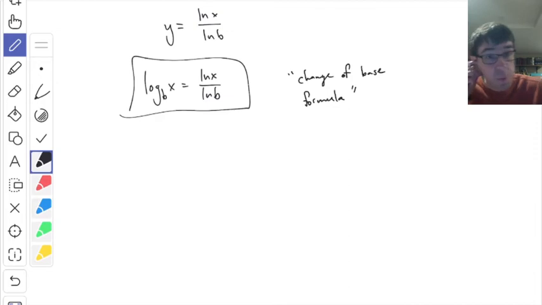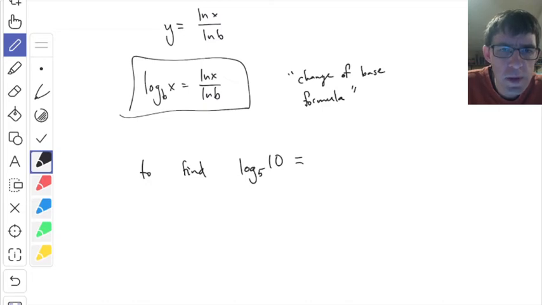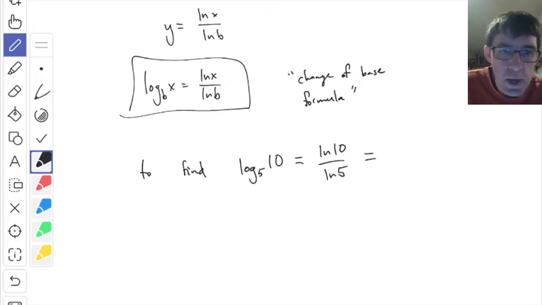In this way, if you ever wanted to find some weird log on your calculator, even though your calculator only has a ln button, this is how you would do it. So to find something like log base 5 of 10, this is the one I mentioned a few minutes ago. It looks like maybe you can do it in your head, but actually you can't. I said it was something between 1 and 2. The way you would do this is you just use the change of base formula. This is equal to ln of 10 divided by ln of 5. You can type that into your calculator easily, and you would get some answer.